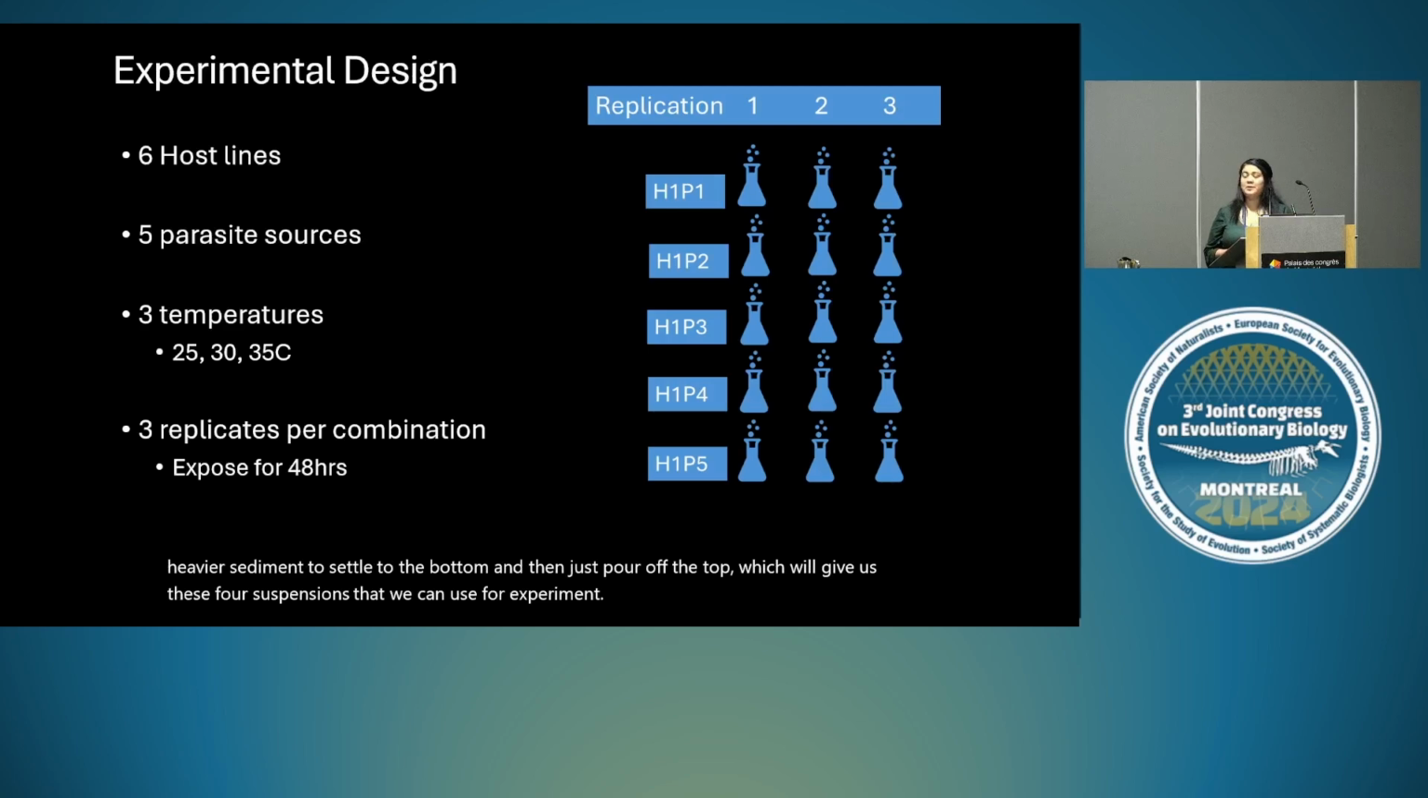So for my experimental design, it was a pretty big experiment, so I have only modeled a single host here at 1 temperature, but overall we did 6 host lines. So I repeated this setup for all 6 host lines. I paired them with 5 parasite sources, and then we did this over the 3 temperatures, 25, 30, and 35 degrees Celsius. And then for every combination, I had 3 replicates, and within those replicates, we allowed the host and parasite to be exposed to each other for 48 hours.